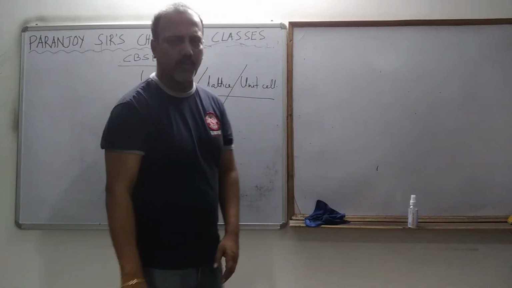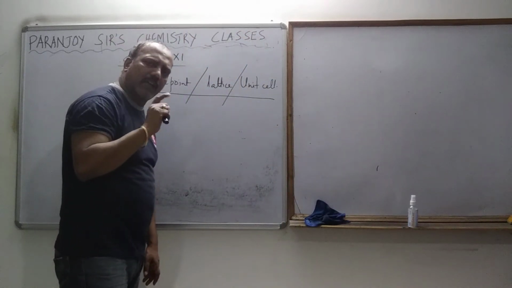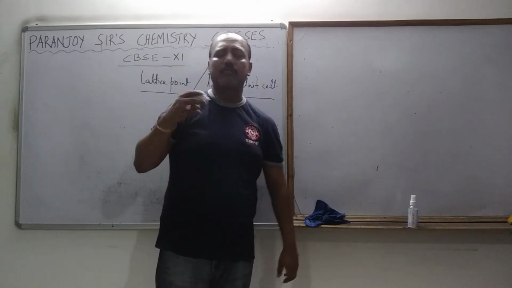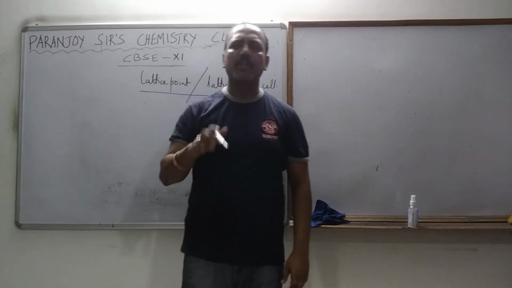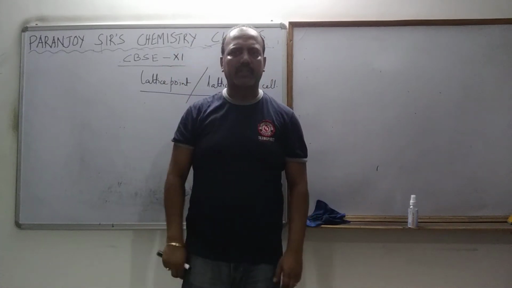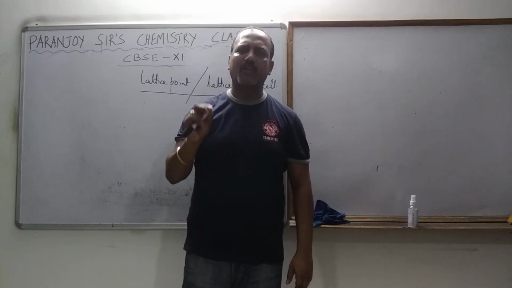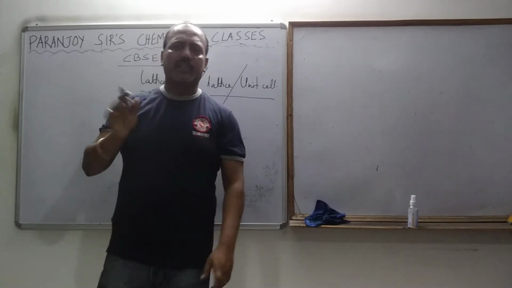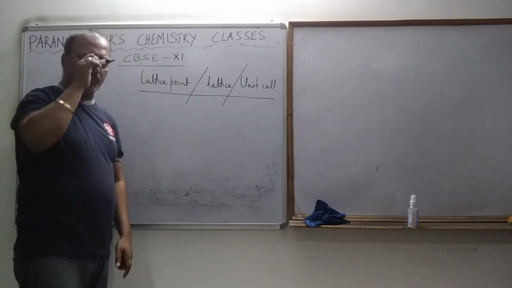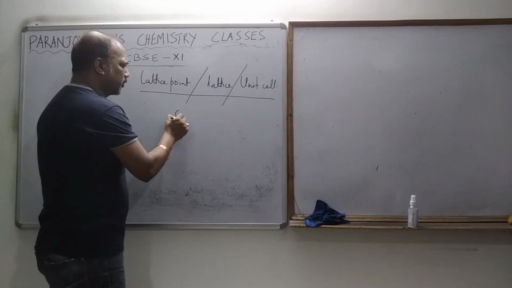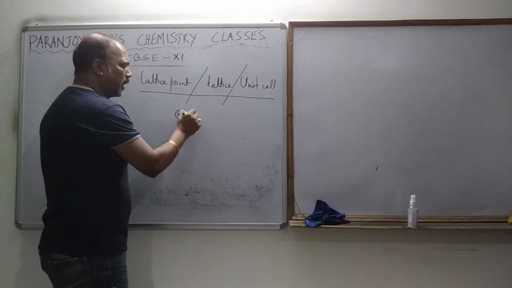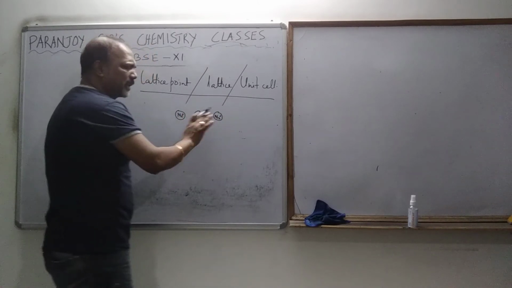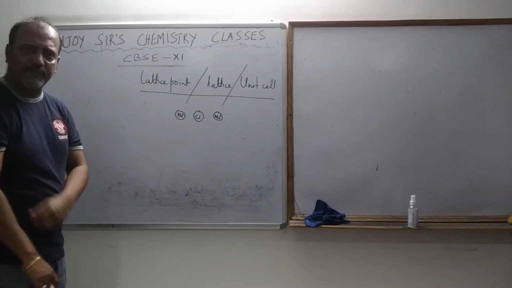Now, what is lattice point? The particles, whatever the particles, ions, atoms, molecules, present in the crystalline solid, are called lattice points. Simple. Suppose a sodium chloride crystal. I am just taking sodium chloride crystal. So this is sodium ion, this is chloride ion, this is sodium ion. I am just keeping some gap, though they are very tightly packed, for your understanding.